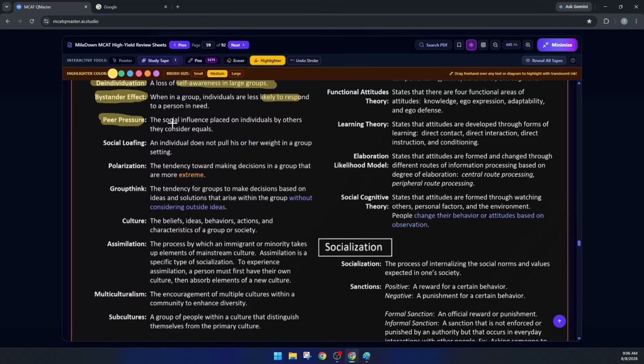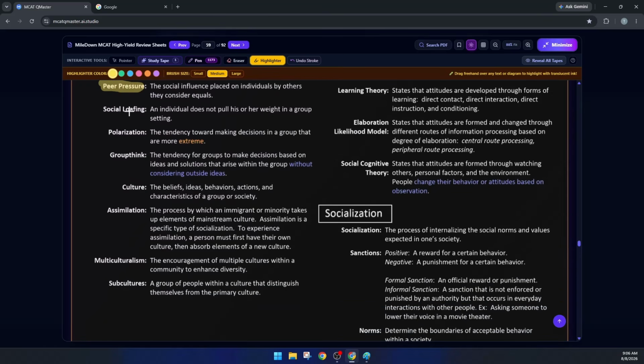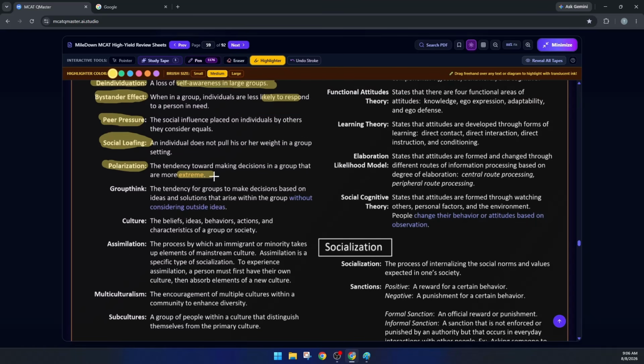Peer pressure is the social influence placed on individuals by others they consider equals. You should know peer pressure. Social loafing is when an individual does not pull his or her weight in a group setting. That happens all the time; you can think of your own personal examples. Group polarization is the tendency toward making decisions in a group that are more extreme. The group will make decisions that are really big, almost risky, very extreme decisions.